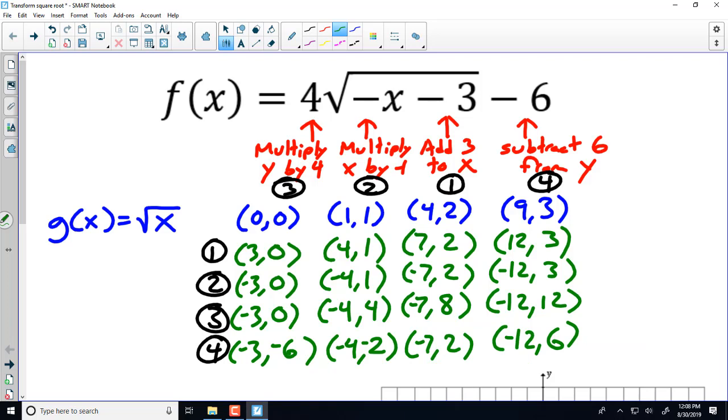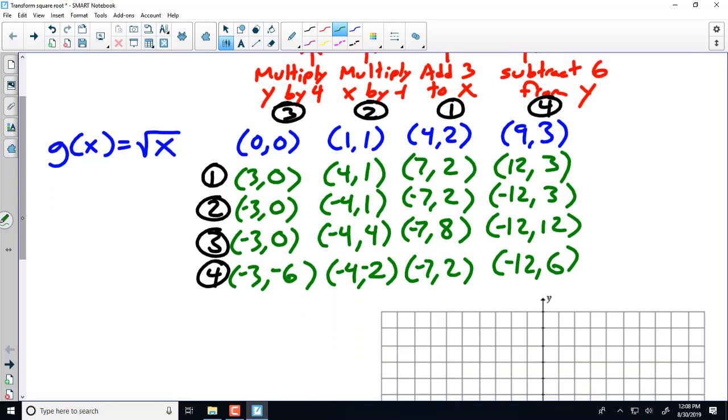Now, one thing we need to note about the square root graph is it's a little bit different than the other functions in that it doesn't go forever in both directions. It actually has a stopping point. And it has another direction where it goes on forever and ever. (0, 0) is where this graph stops on the normal g of x equals square root of x graph. So now our new graph is going to have a stopping point at (-3, -6). And when we get to the other end, it's going to keep going forever.